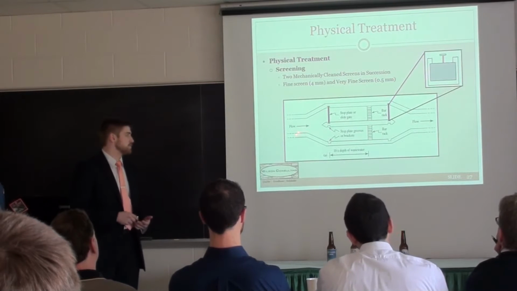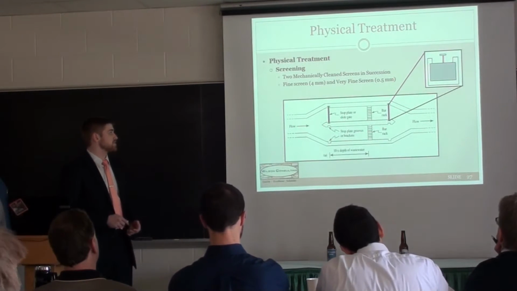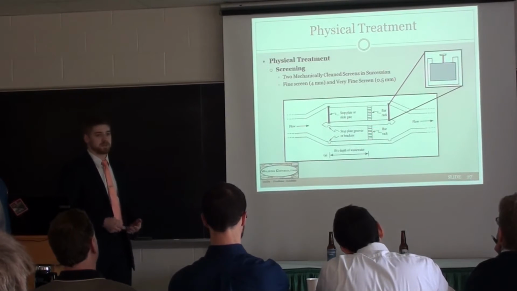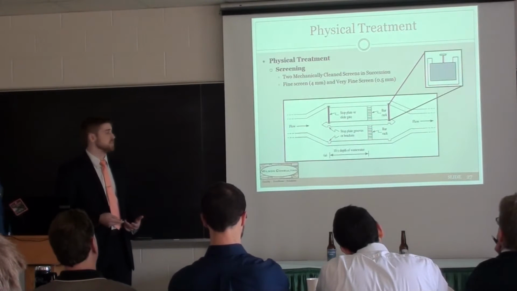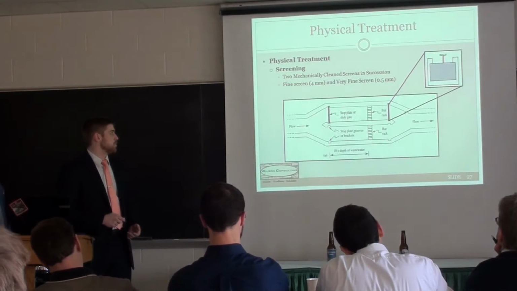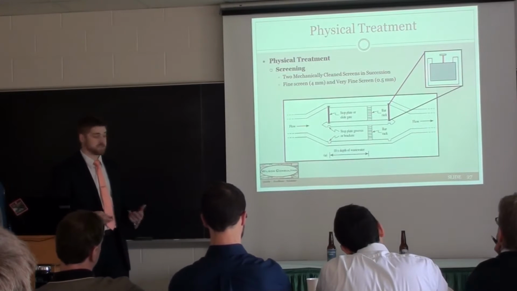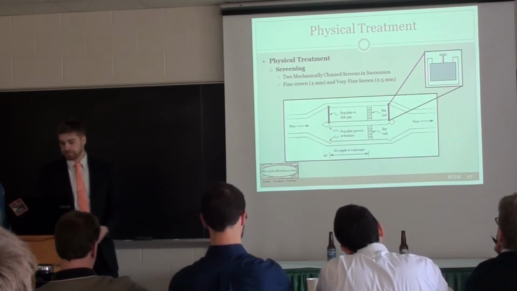This is just a diagram of the flow channels. As you can see, there are 2 channels in case one of these screens becomes clogged and causes significant head loss, in which case one of these slide gates will move over and allow the water to go through the other channel to just keep the operation going.